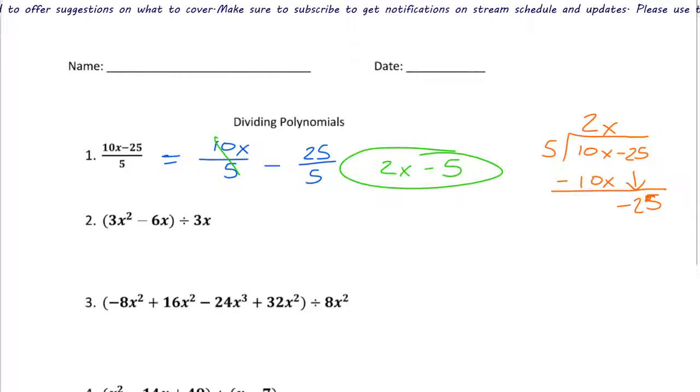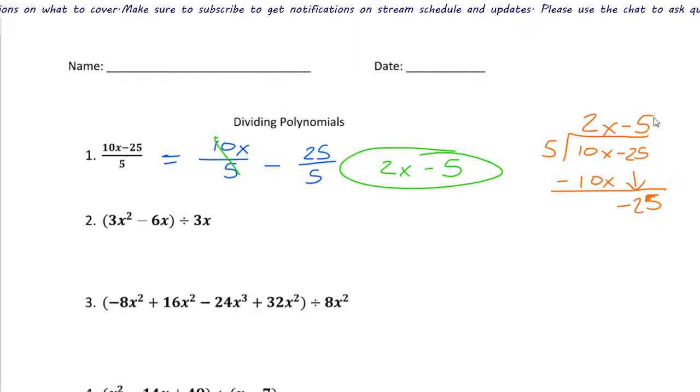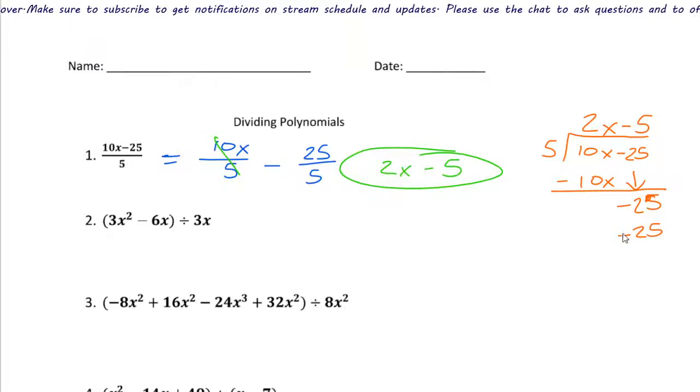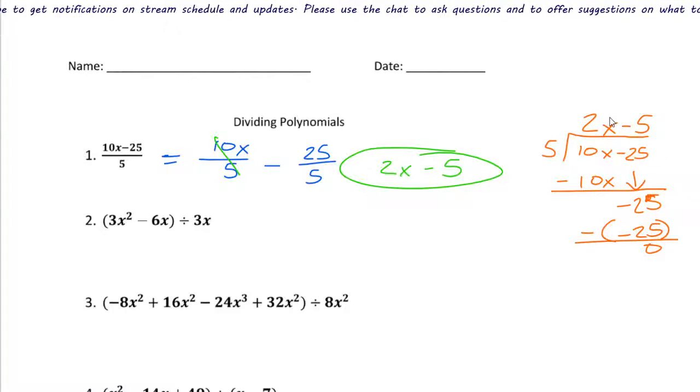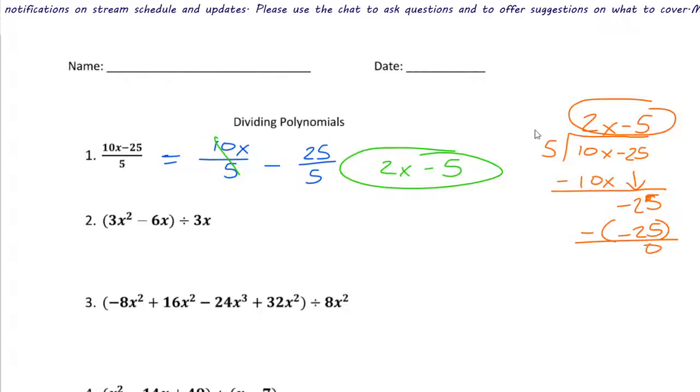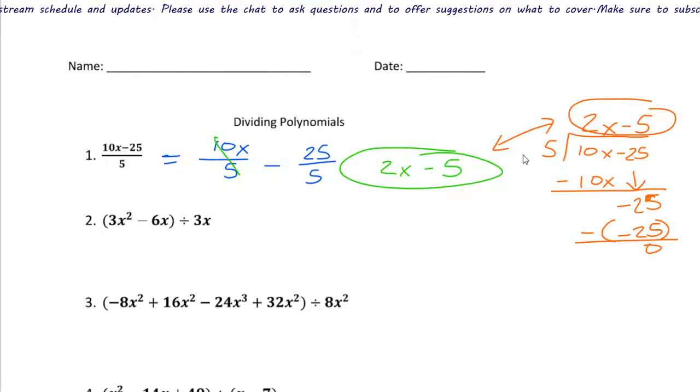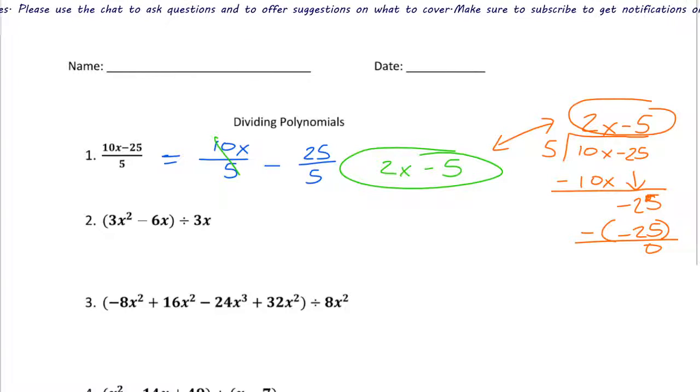So what do we have to multiply 5 by to get to negative 25? Negative 5, so negative 5 times 5 is negative 25. We're subtracting that. This would be 0. We don't have a remainder. And our answers match up. Alright, so let's do the next one.